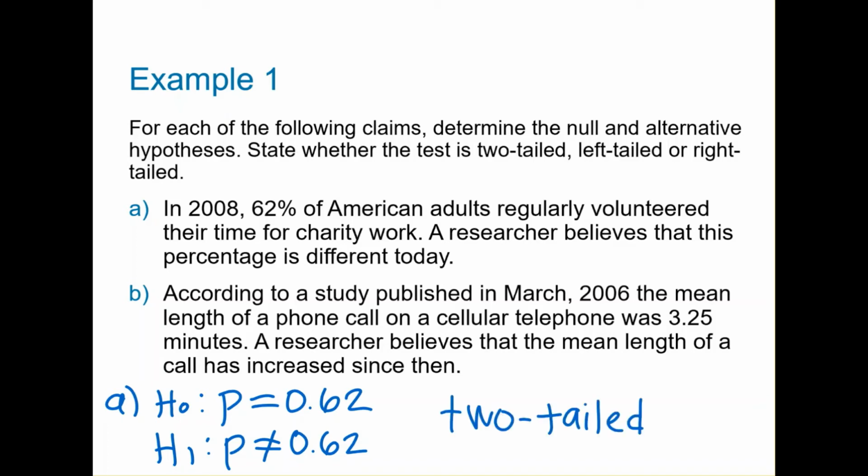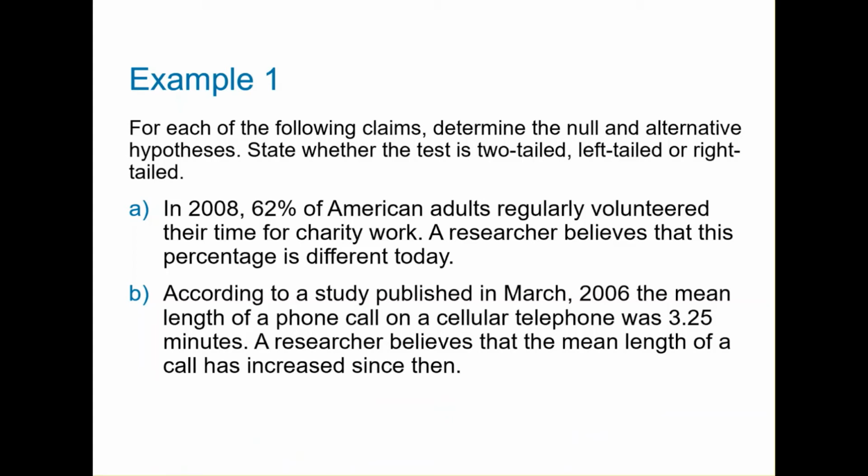Now let's look at Part B. According to a study published in March 2006, the mean length of a phone call on a cellular phone was 3.25 minutes. A researcher believes that the mean length of a call has increased since then. First, let's write the null hypothesis. The problem mentions the mean, so the parameter is mu. And remember that the null hypothesis is always a parameter equal to some value. We are told that in March of 2006, the mean length of a phone call on a cellular telephone was 3.25 minutes. So H0 will be mu is equal to 3.25.